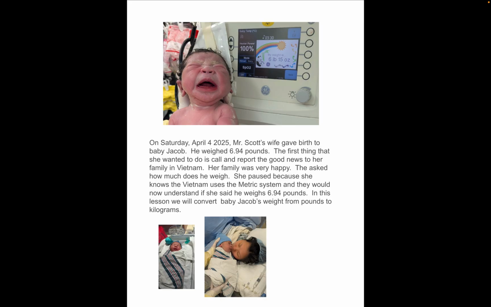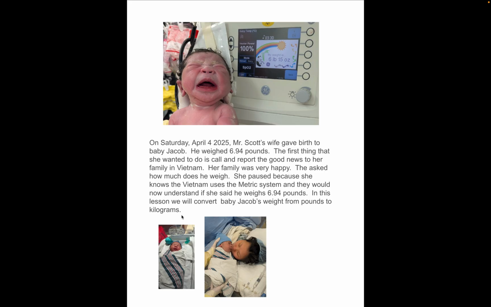Well, in Vietnam, they use what's called the metric system, which you probably did in your country as well. But in the US, we use pounds. If my wife said he weighed 6.94 pounds, they would not know what that means. So we have to convert that. My wife paused and said, hey honey, how many kilograms is this? And that is what today's lesson is about. How do we convert baby Jacob's weight from pounds to kilograms?